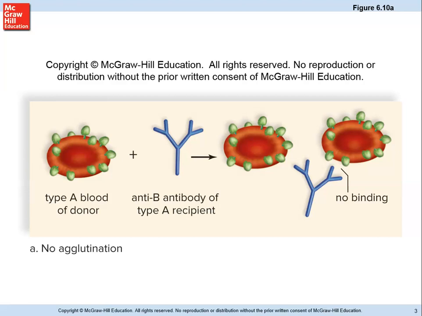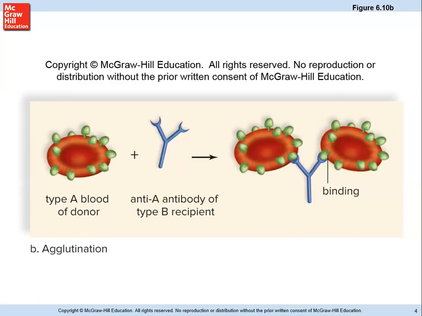So here's the idea of a type A blood donor, and you then receive, let's say, type A blood, and because the antibodies for B don't match up with the antigens of A, these are normally present, then you don't get binding, you don't get clumping.